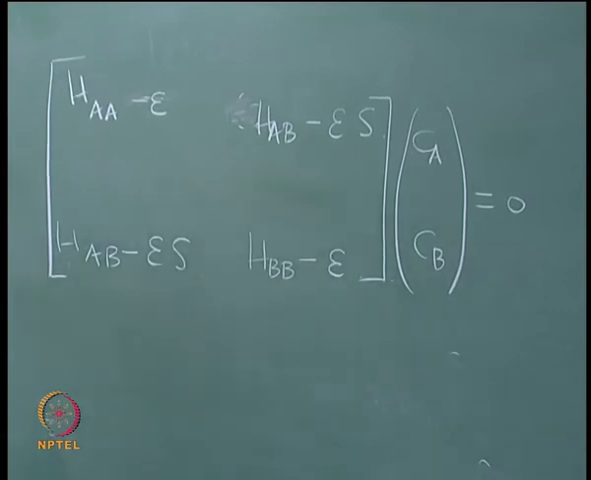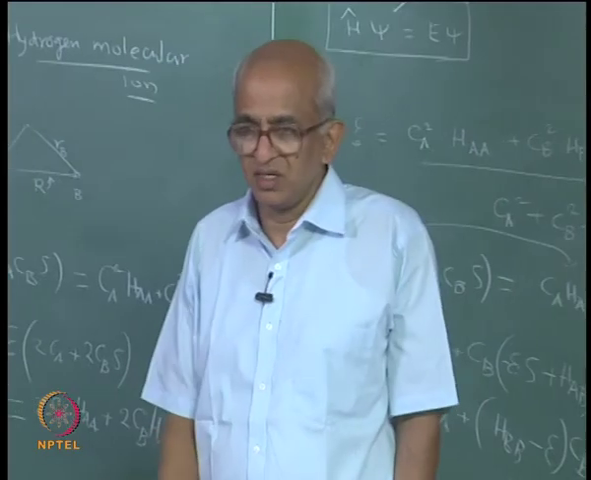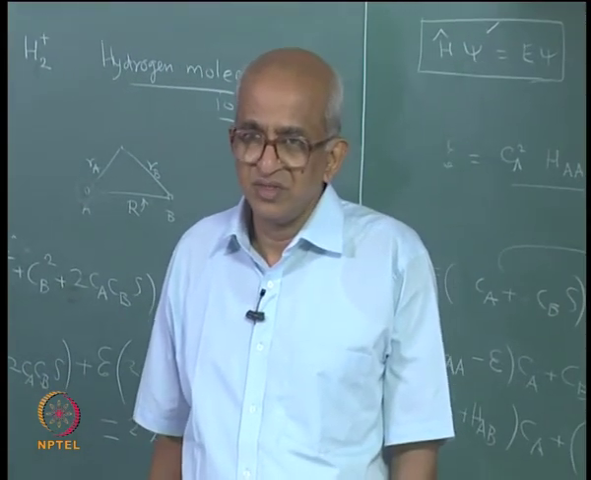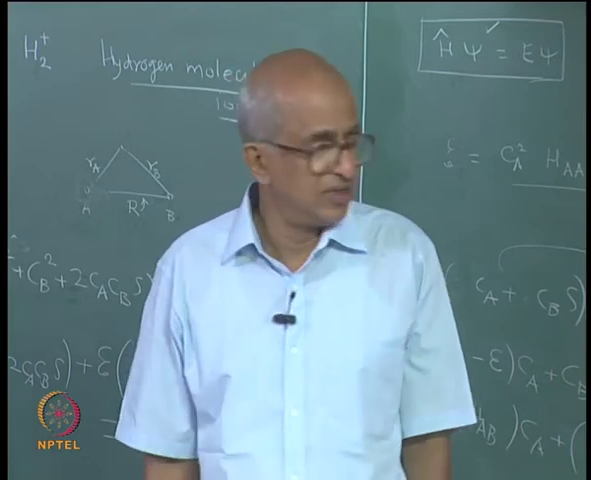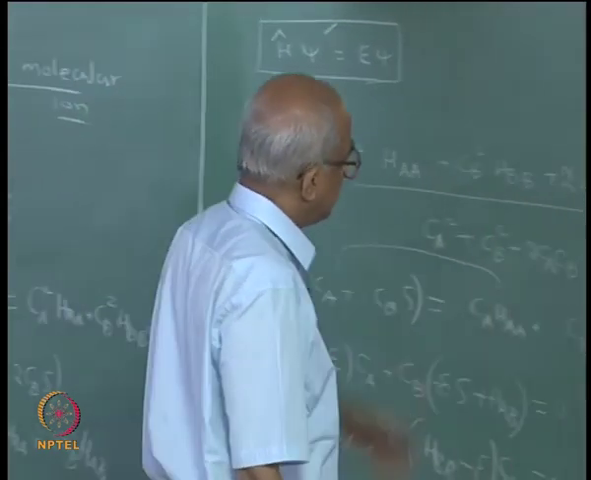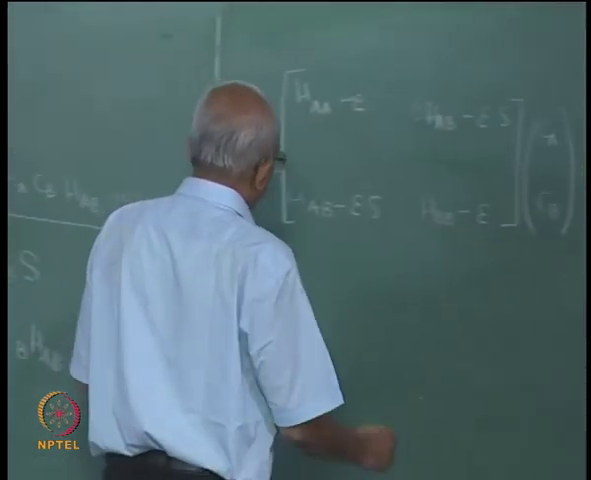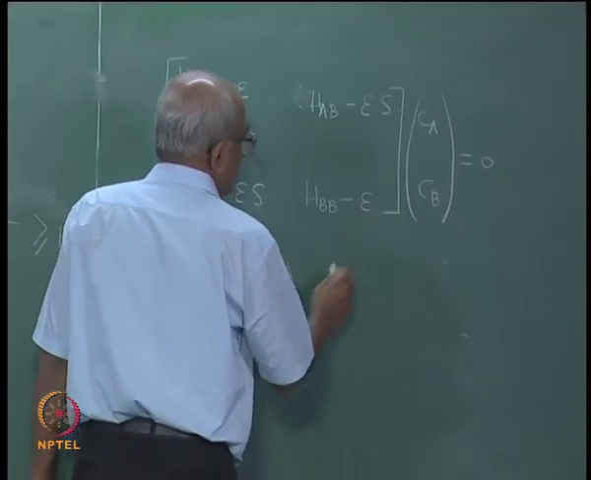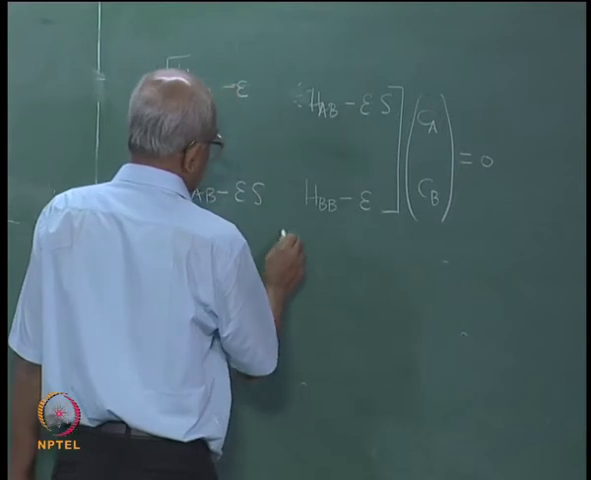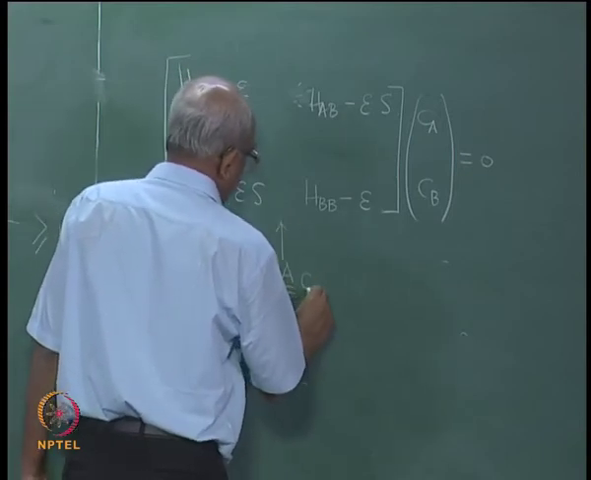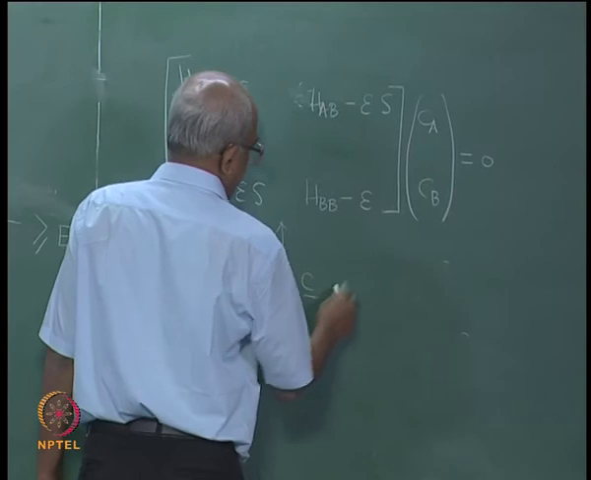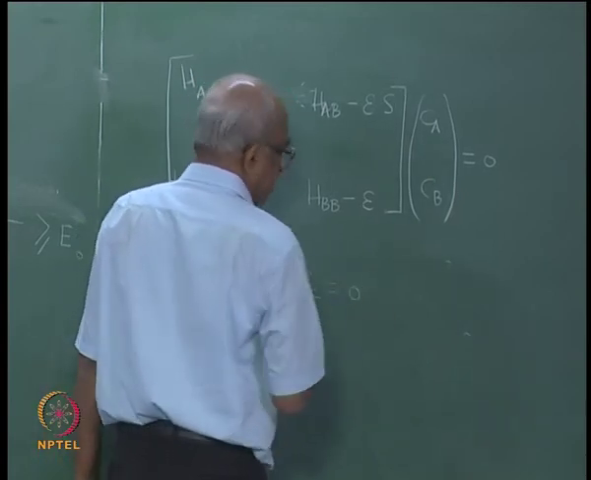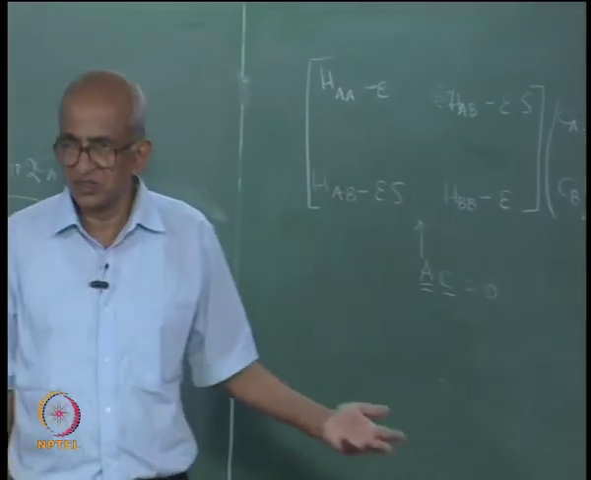Correct? Now you may say, what is it that you gain? I mean, this is only a fancy way of writing two linear equations using matrices. But the moment you see such an equation, it is actually of the following form. You have a square matrix A, multiplying a column matrix C, and what it says is that A into C must be equal to 0.